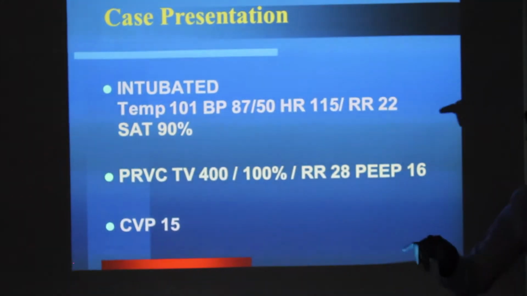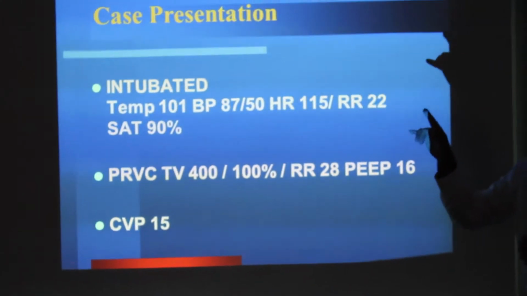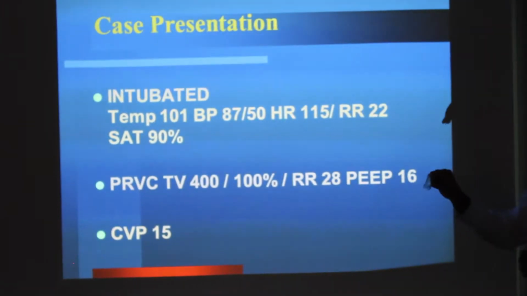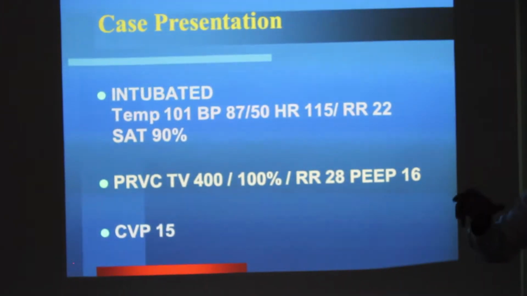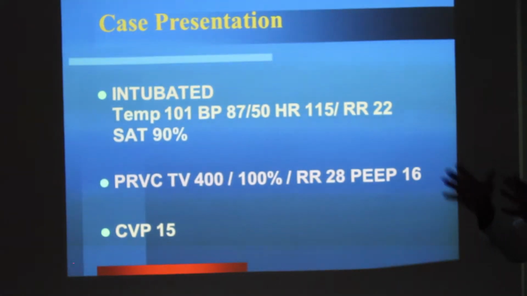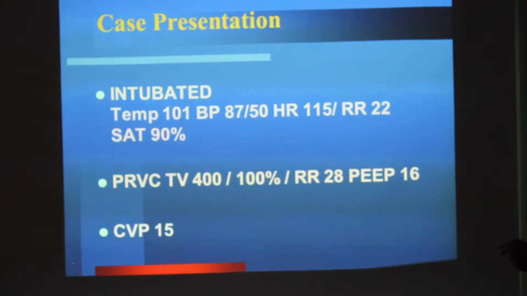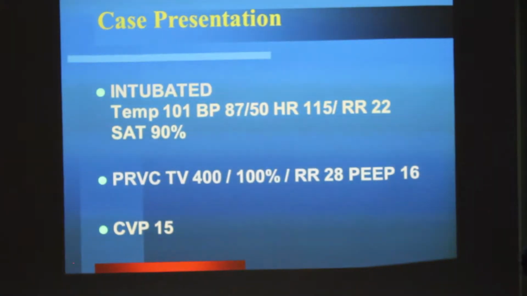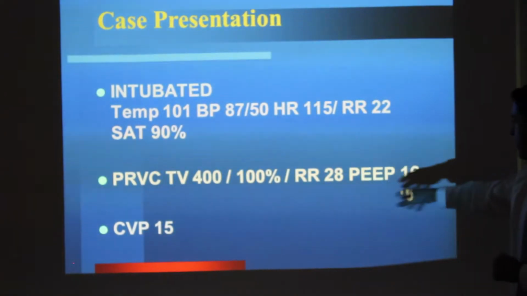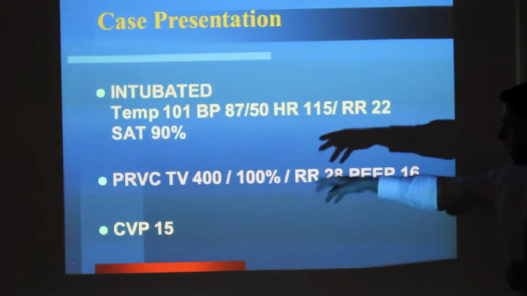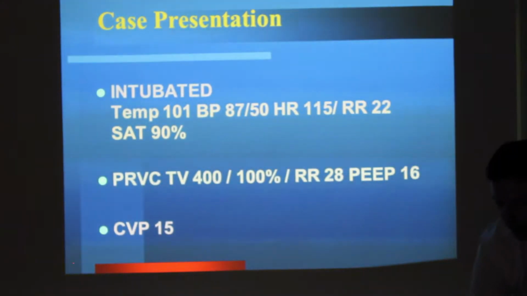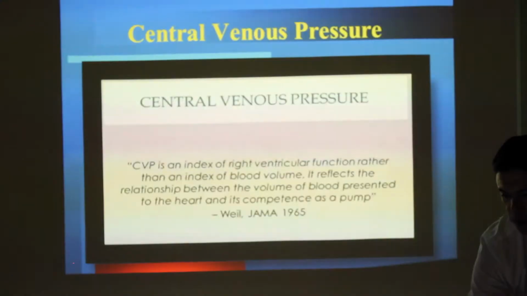Okay, so let's get back to our patient. We talked about the X-ray, remember the VPW, remember the azygos vein, those important things when I look at the X-ray, and the stages of heart failure. Now going back to our case, he's intubated, he's on PEEP of 16, and CVP is 15. So let's talk a little bit about CVP.